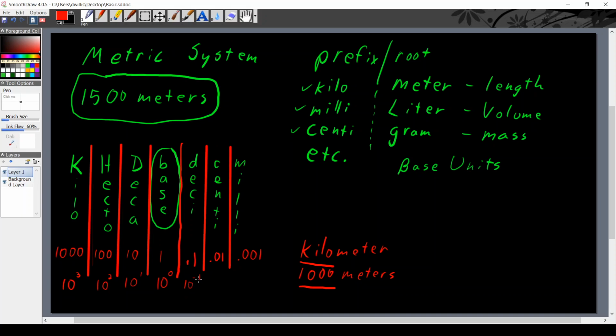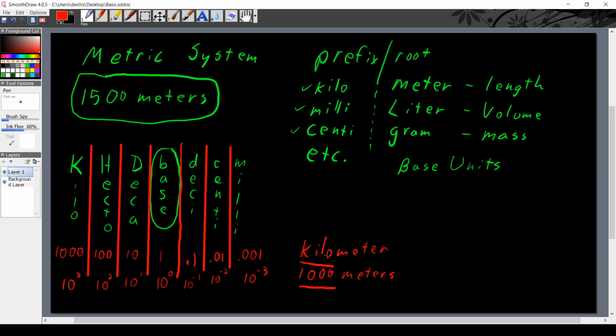So 10 to the -1st, this one is 10 to the -2nd, and this is, of course, 10 to the -3rd. So you can see that we have prefixes which stand for a certain power of 10 and a certain multiplier. But we can express that in terms of prefixes, or in terms of multipliers, or in terms of power of 10.